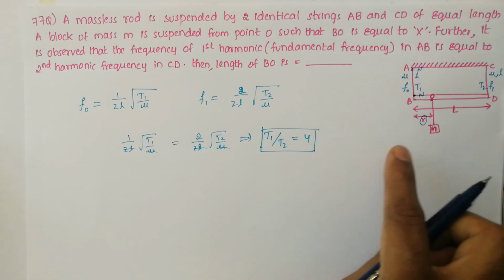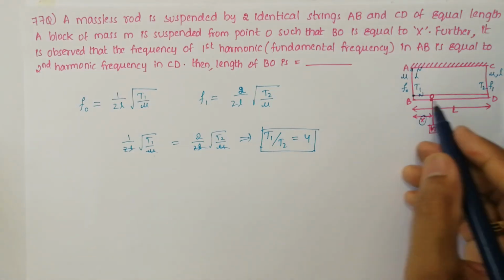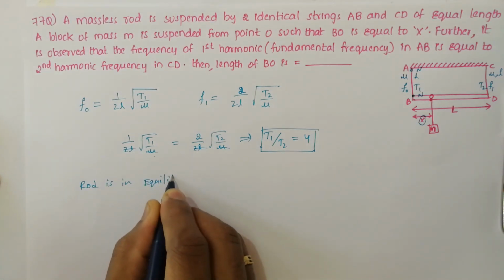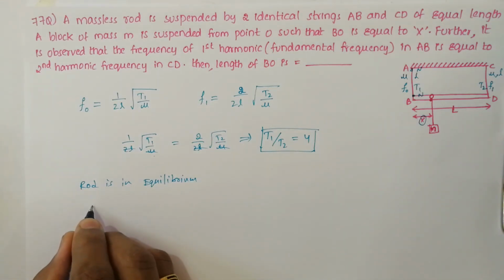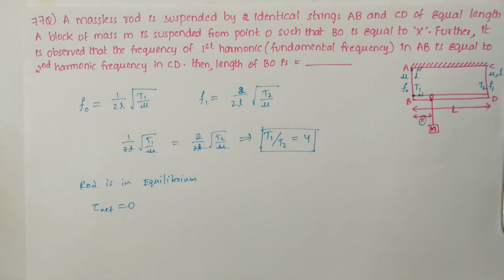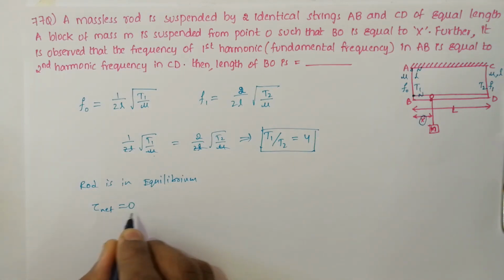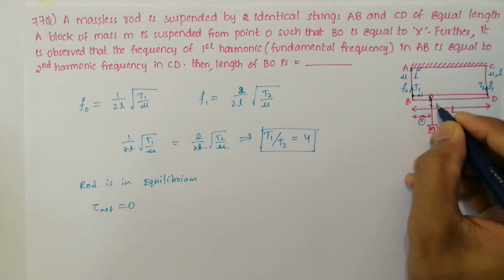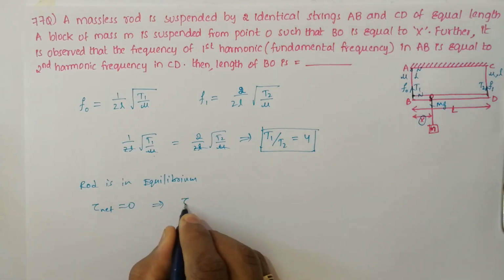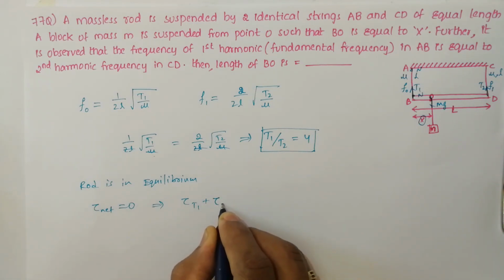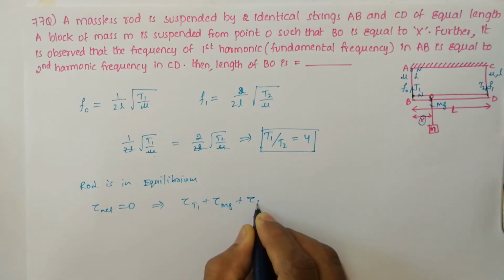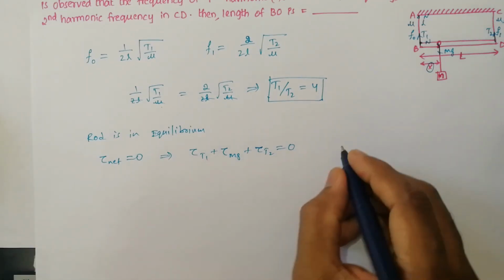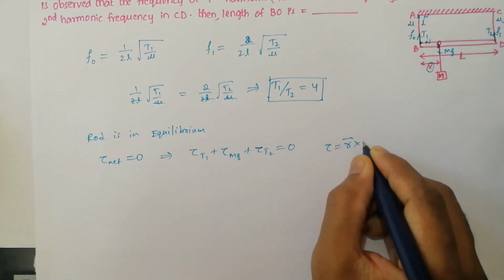Now we will use this information to calculate the X value. To find X, as the rod is in equilibrium, the net torque acting on it will be 0. So I will write the torque due to all the forces. What are the forces acting on it? Here T1 is acting upwards, here T2 is acting upwards, and mg. So the torque due to T1 plus the torque due to mg plus the torque due to T2 should be 0. We know the expression for torque is R bar cross F bar.